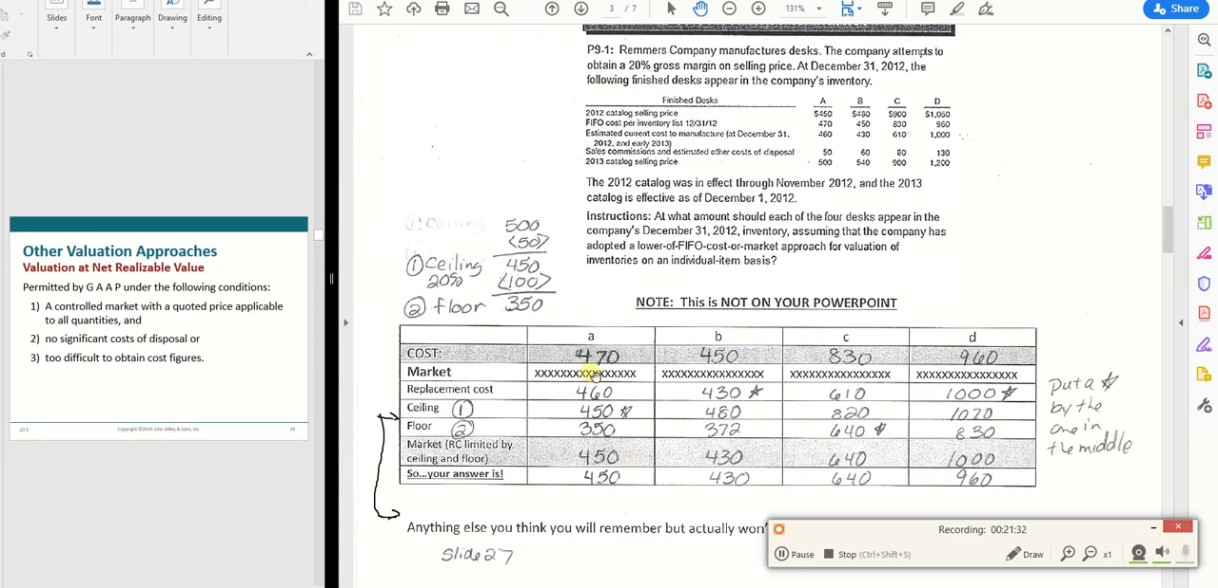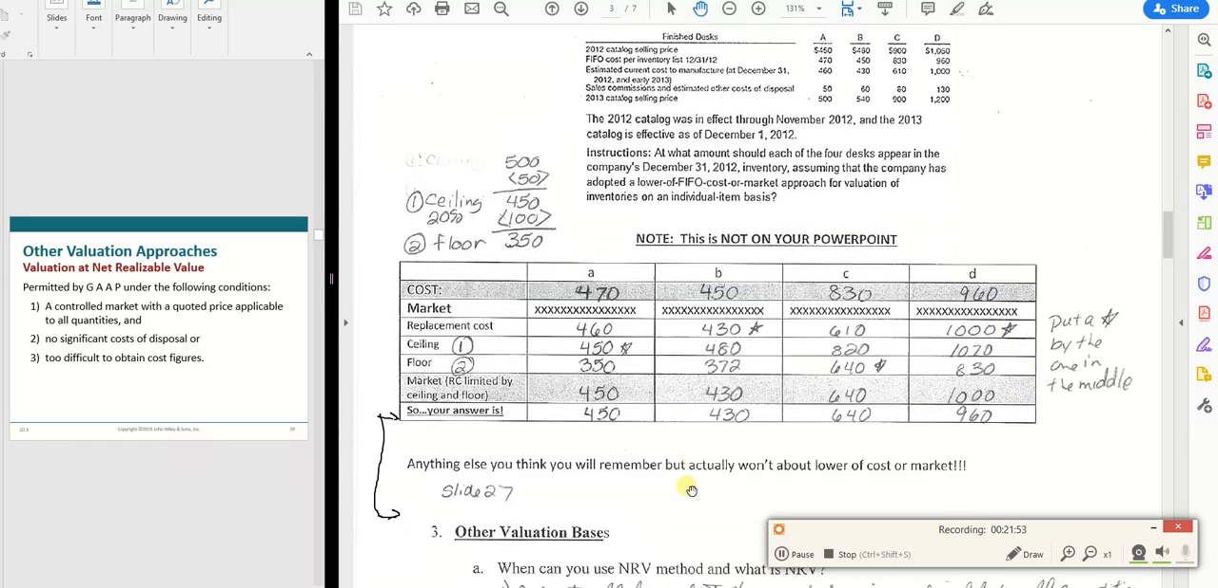So now I'm going to compare the 470. Honestly, this would be quicker if you just compared the 470 by the one you put the star by. 470 compared to 450, I use 450. 450 compared to 430, I use 430. 830 compared to 640, I use 640. 960 compared to 1,000, I use 960.